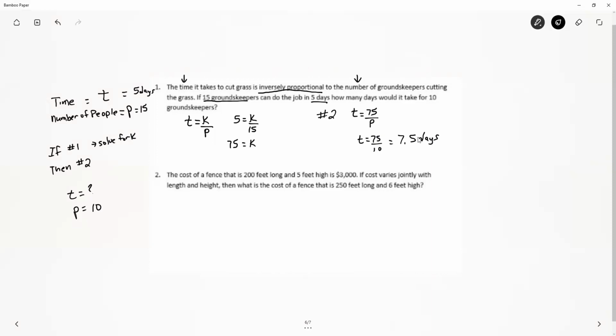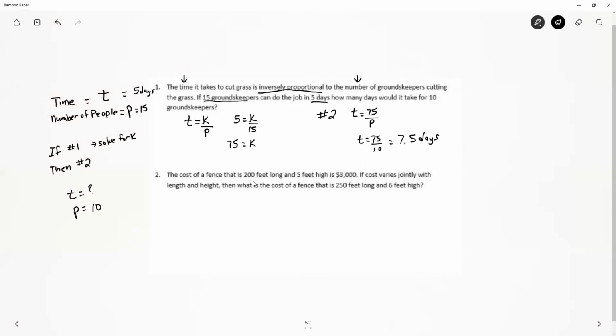All right, now when you get to the end, you want to ask yourself, does this answer make sense in the context of your problem? Well, if it took 15 people 5 days to do the work, and we're going to have fewer people, which should take more days, 7.5 seems reasonable if we're going from 15 to 10 people and going from 5 days to 7.5 days. Now, if we had calculated this out and got something like 2.3, that wouldn't make sense, because fewer people would take more time. Sorry, I said that wrong. Fewer people would take more time, not less. So always verify that your answer makes sense.